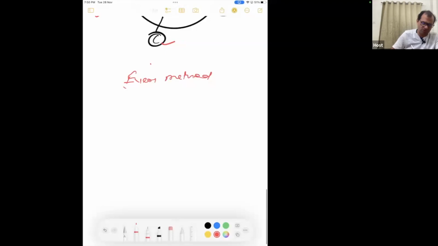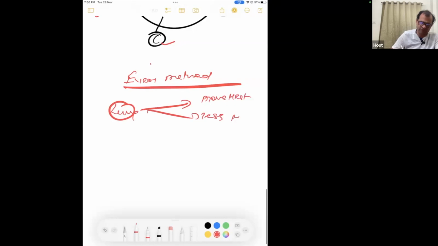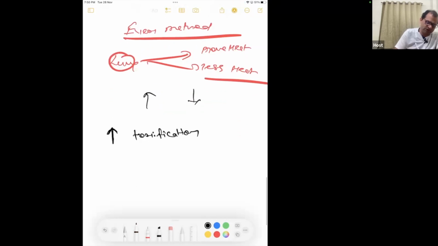Even method, I don't know whether lungs is having more heat or less heat. I don't know that. Okay, so neither do tonification nor sedation, do the even method. So when we do the tonification, we do this sign. This is the sign of tonification. Upward arrow. And this is the sign of sedation. Downward arrow. And when we are not doing tonification sedation, this is the sign of even method. इसे हम even method कहते हैं.